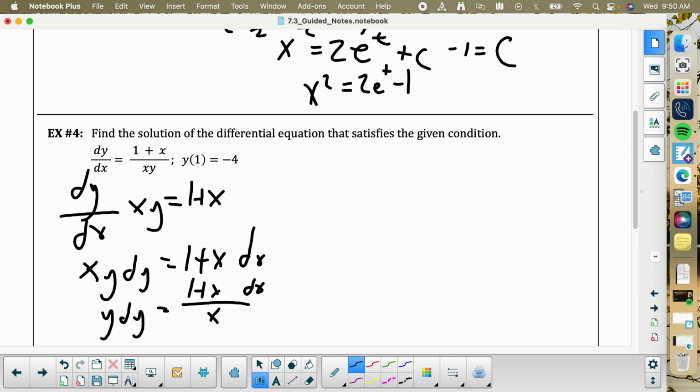Oh, sorry, look at you working while I was talking. Perfect. So the 1 plus x over x is where I know a lot of students got stuck.